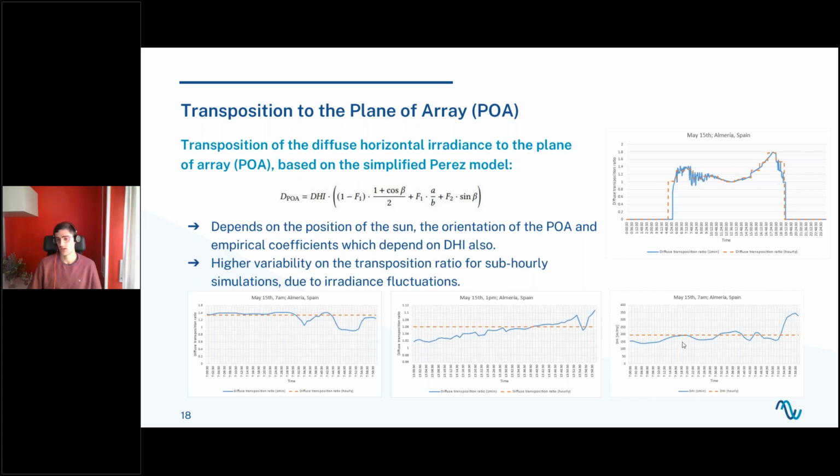And still there are irradiance fluctuations for the diffuse component within an hour that may not be correctly considered by the hourly simulation. So for the diffuse component, we can say that there is higher variability in the transposition ratio for sub-hourly simulations, which is due to the irradiance fluctuations. And again, the factors that depend on the position of the sun and on the orientation of the plane of array will be better represented by the sub-hourly simulation.